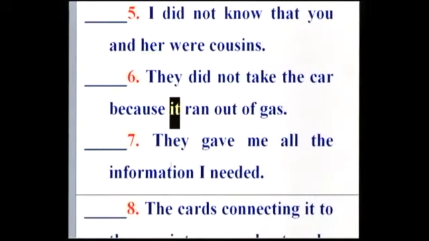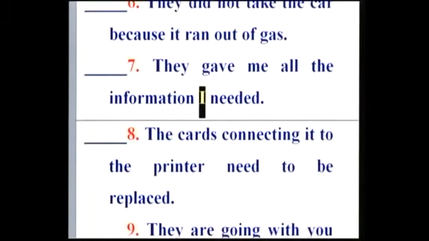Number 7: They gave me all the information I needed. طيب they gave is a verb, me is an object, and it's correct. All the information I needed. I is a subject for the verb needed. Number 8: The cards connecting it to the printer need to be replaced. Connecting it is, yes, it's an object. The cards connecting it, يعني the cards, when فاكرين connecting, this cannot be an adjective because it comes after the noun.